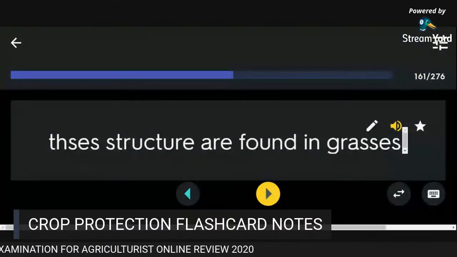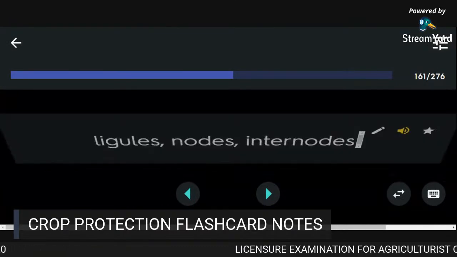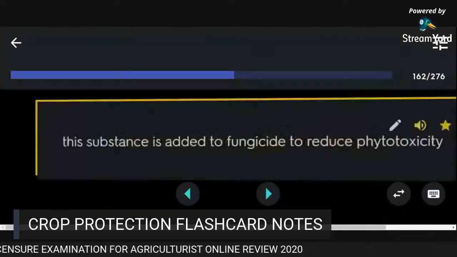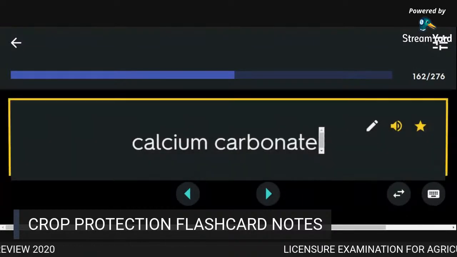Structures found in grasses: ligules, nodes, internodes. This substance is added to fungicide to reduce phytotoxicity: calcium carbonate.